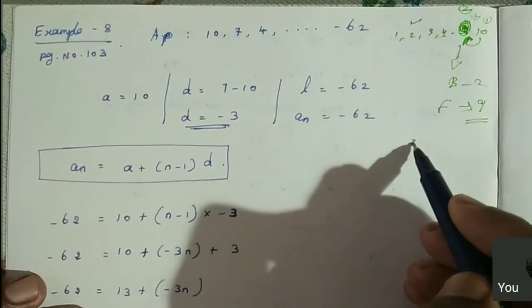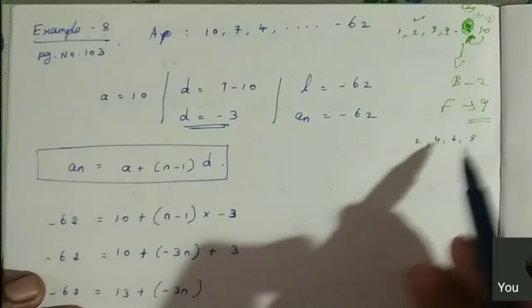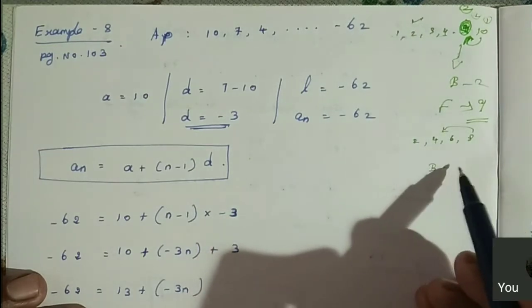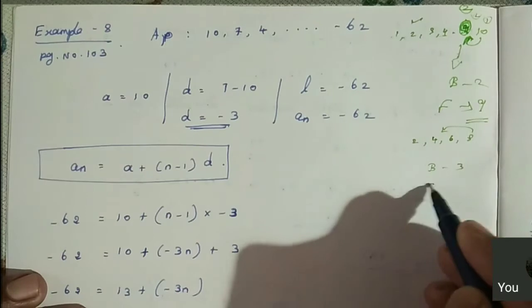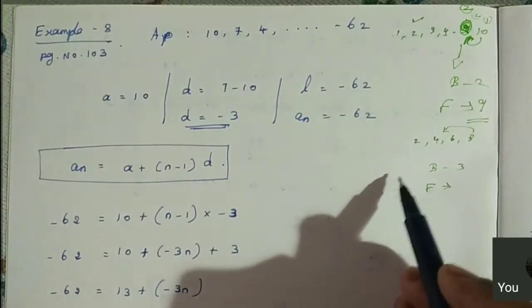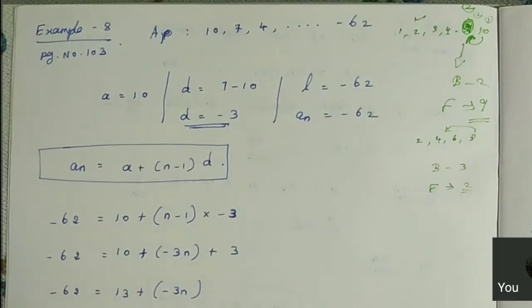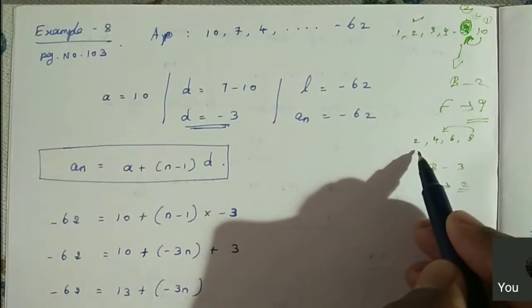For example, one more: 2, 4, 6, 8. Now, backside onwards, 4 is the third term, right? Now, from the front side, what is the term? Second term. Very good. How did you find this? Actually, by counting. Very easy one.